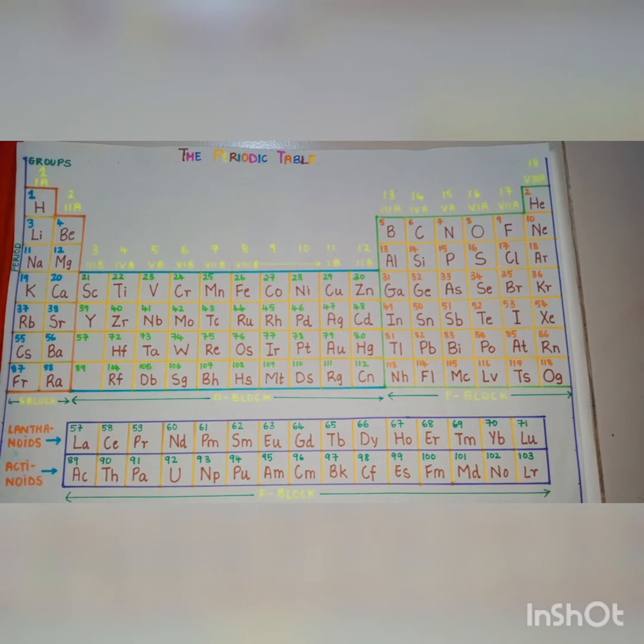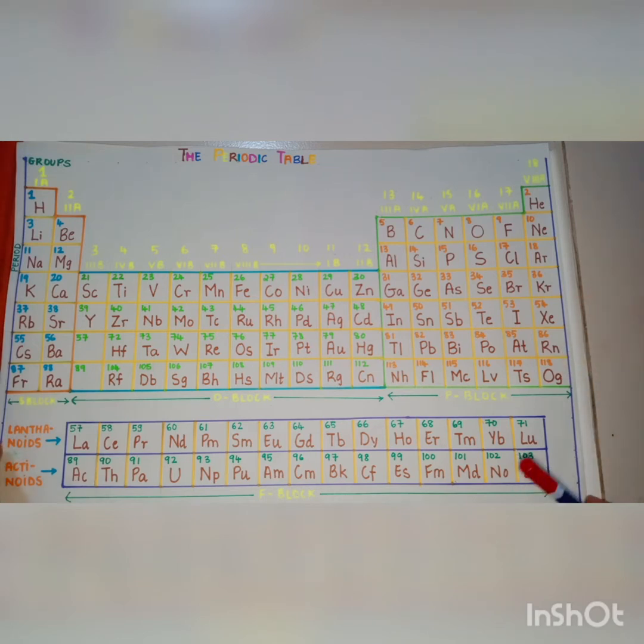Finally coming to the sixth group of p block, which is group 18, also called the zero group or noble gases. The elements in group 18 are He, which stands for helium, Ne for neon, Ar for argon, Kr for krypton, Xe for xenon, and Rn for radon.